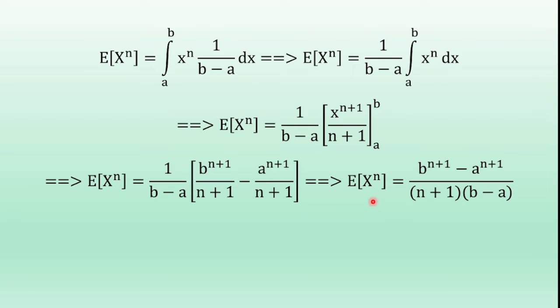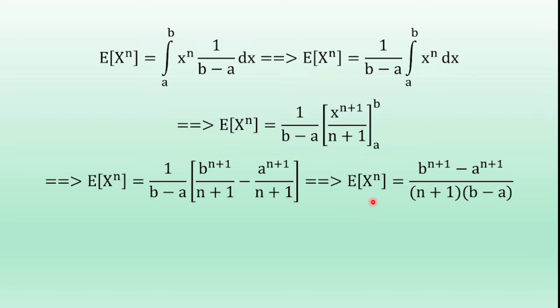Substitute n is equal to 1, we get expectation of x. That is also called the first moment of the random variable. Substitute n is equal to 2, we get expectation of x square, also called the second moment of the random variable. Substitute n is equal to 3, we get the third moment, and n is equal to 4, we get the fourth moment, like that.